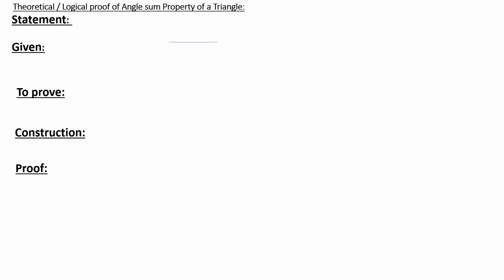Okay, it has its statement. You will have to put it in words in unambiguous terms. So what does the angle sum property say? The angle sum property says the sum of the angles of a triangle is 180 degrees. If you add all the three angles of a triangle, it gives 180 degrees. That is what it is.